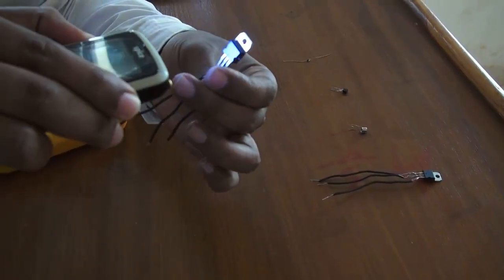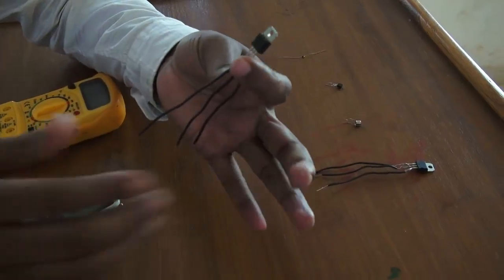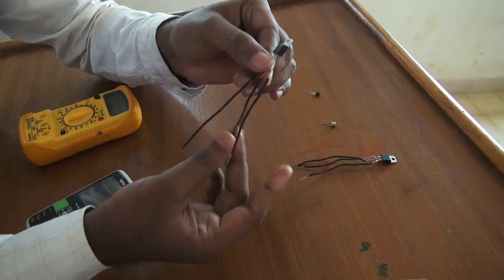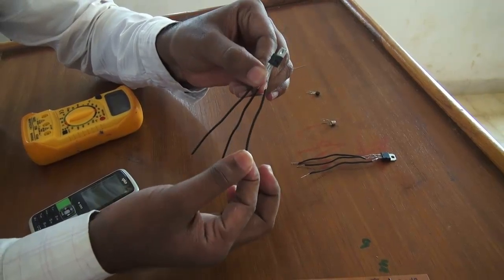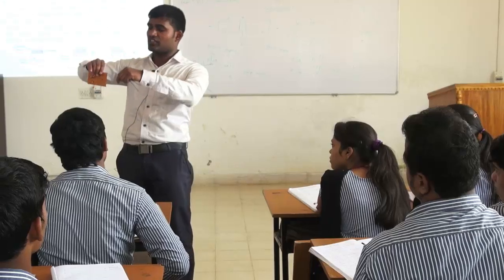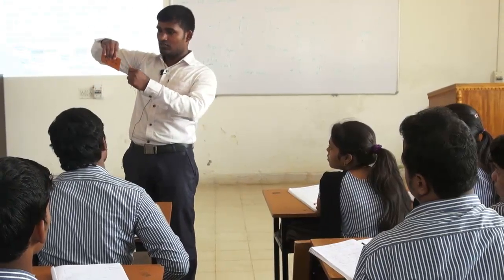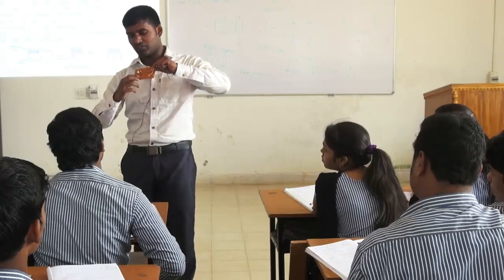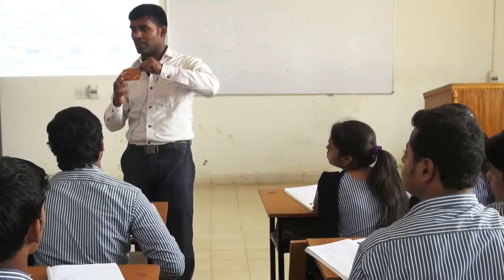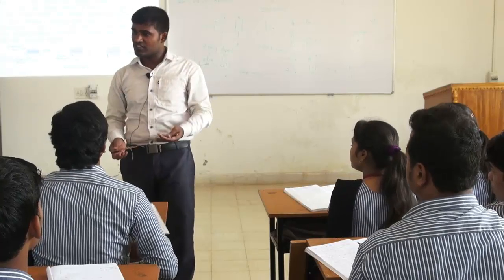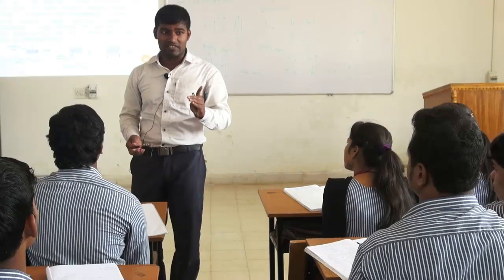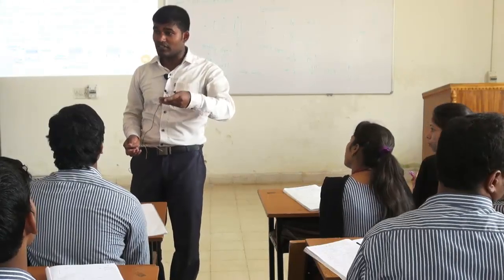And this is 7809. It means it is a 9 volt voltage regulator circuit. And this is the common point, this is the input point, this is the output point. This section is connected to the transformer. And this section is the 12 volt output section. So you can also change the voltage by the help of this voltage regulator IC or transistor. This is known as a voltage regulator IC.